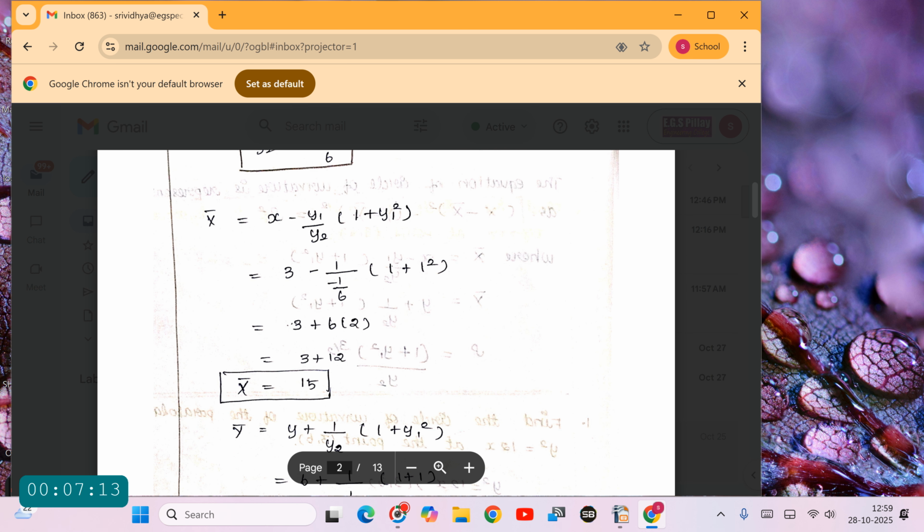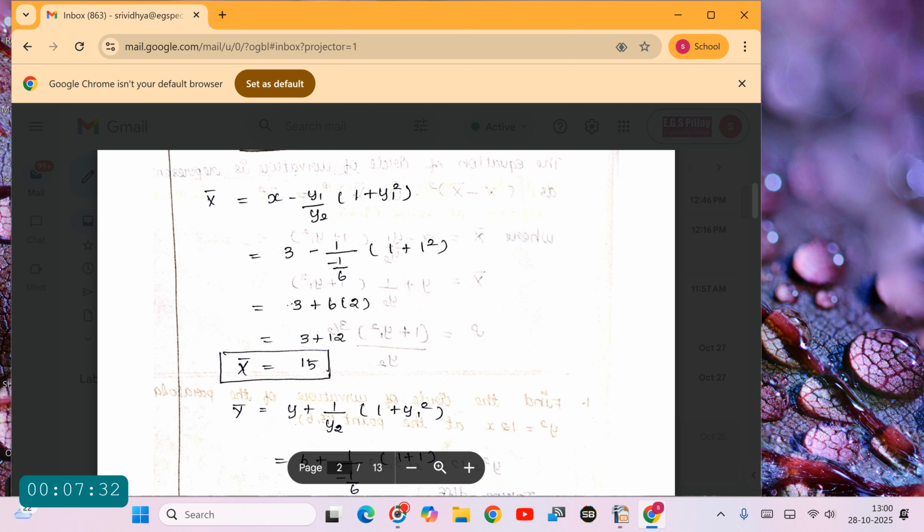The x value is given in the problem itself, at the point (3, 6). That's why we can take the x value as 3 minus y1 by y2. y1 we found is minus 1, divided by y2, which is minus 1 by 6, into 1 plus y1 square, so 1 plus 1 square. If you simplify, you get the x bar value as 15.